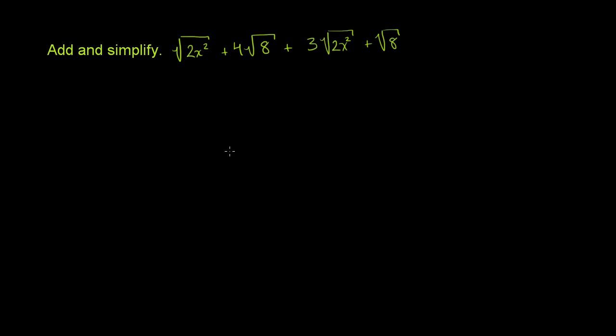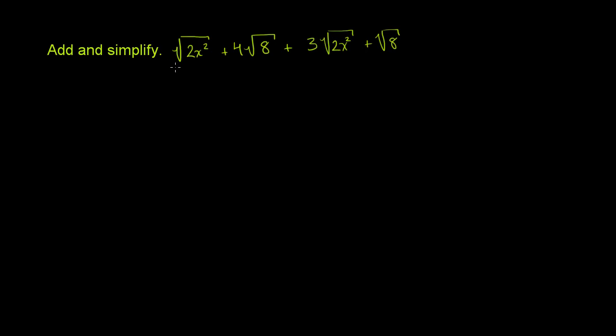We're asked to add and simplify. And we have the principal root of 2x squared plus 4 times the principal root of 8 plus 3 times the principal root of 2x squared plus the principal root of 8. So we could do a little bit of adding. We could actually simplify first and then add, or we could add first and then simplify. But it looks like we can already add, so let's try to do that.